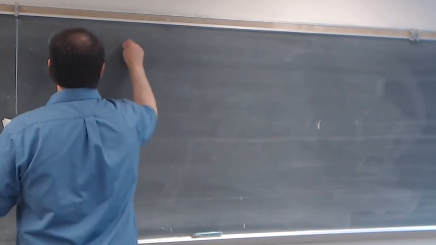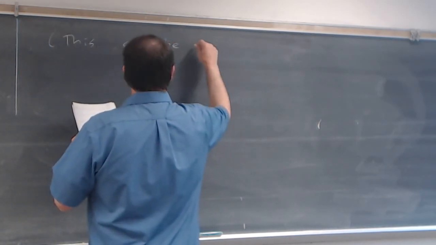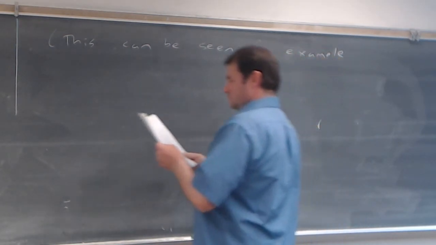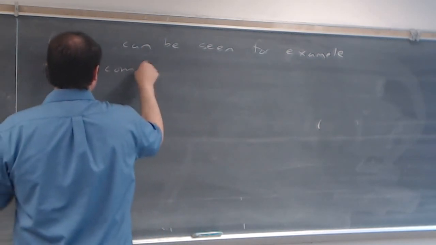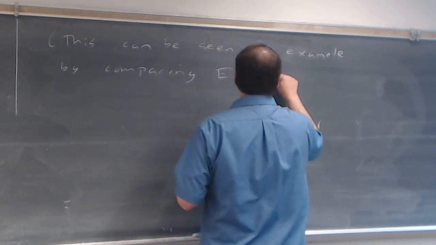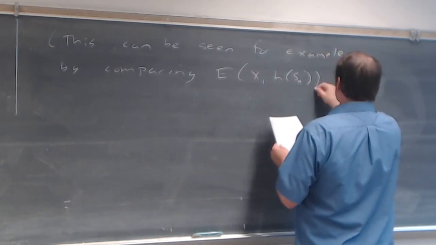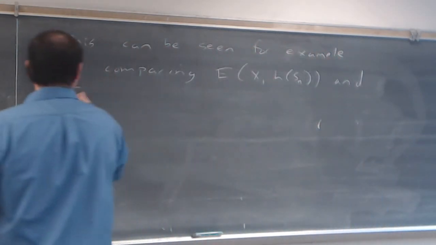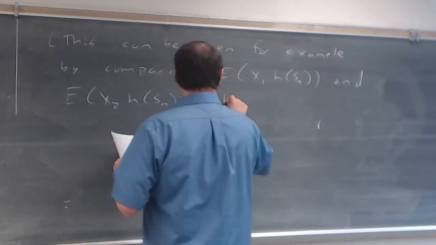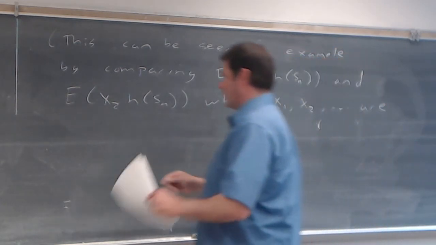This can be seen, for example, by comparing the expected value of X sub 1 times h of S sub n and the expected value of X sub 2 times h of S sub n, where the X of 1, X of 2s, I'm going to say, are all discrete random variables.